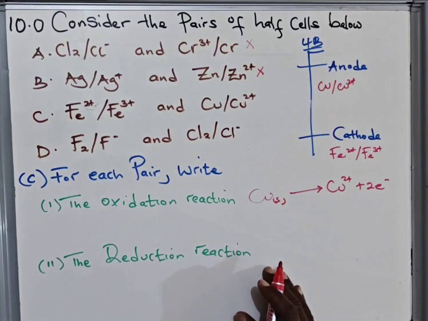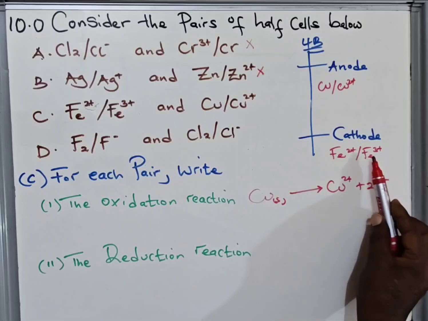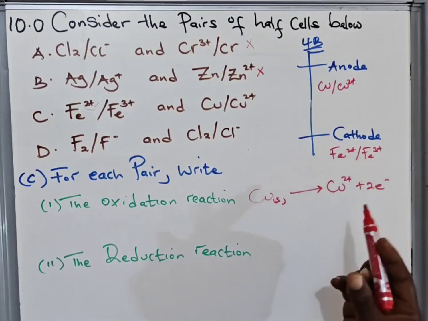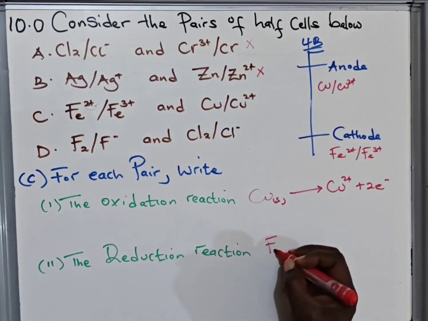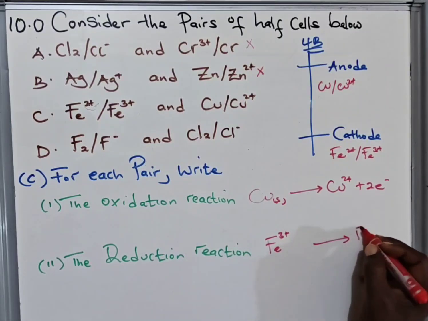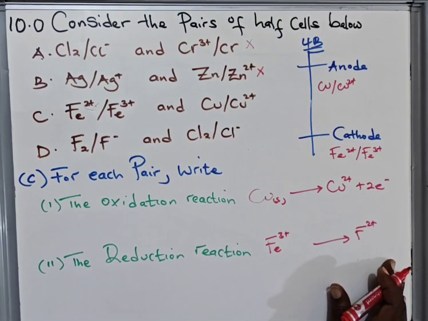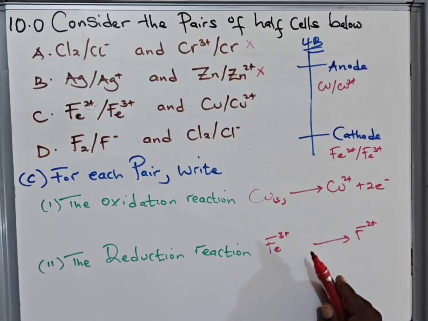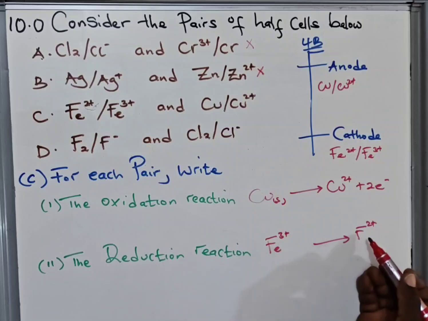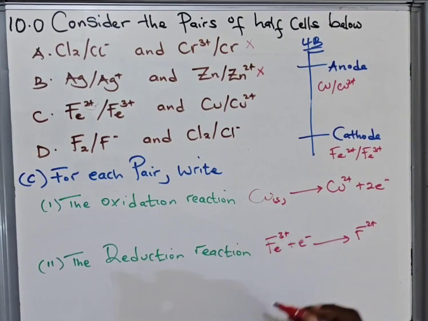Okay, for the reduction, what do we have? Reduction is decrease in oxidation number. We have a +3 here and a +2. Decrease means that we are going to change from +3 to +2. That's what we call reduction. And in this case, the number of electrons involved is the difference. So you have to know how many electrons are involved here. The difference is 1, so we're going to have 1 electron, which we'll put here.